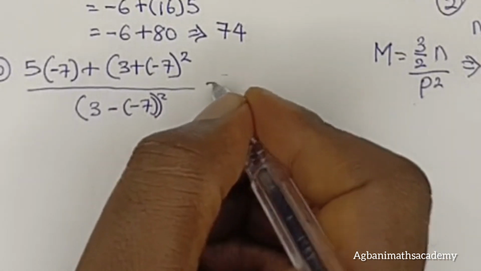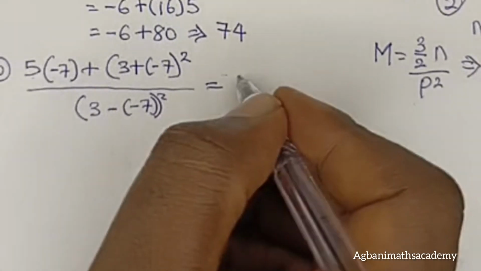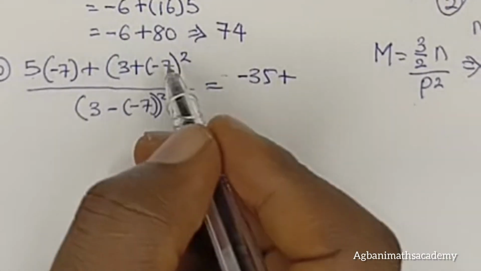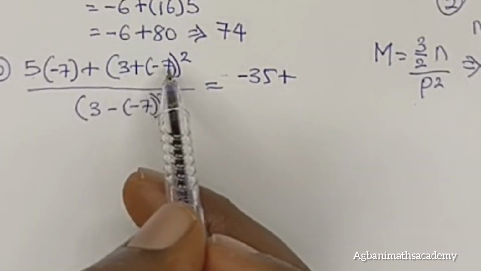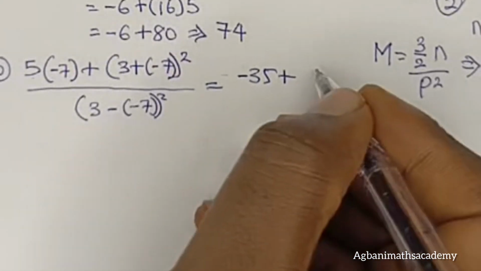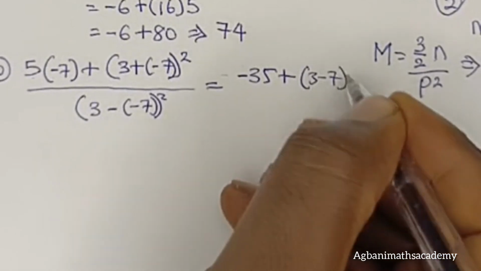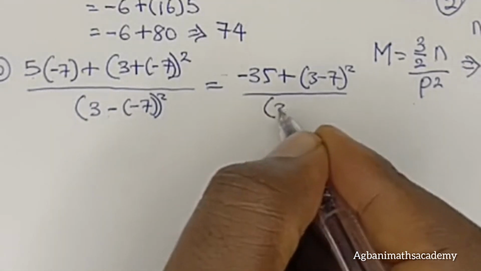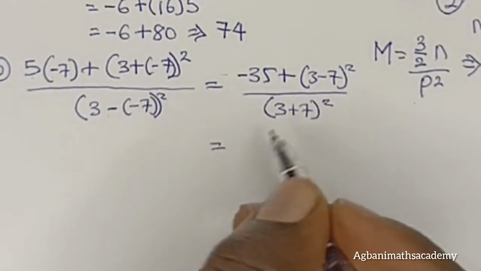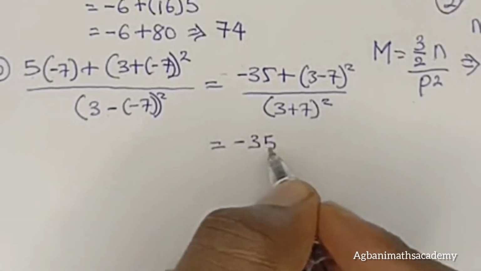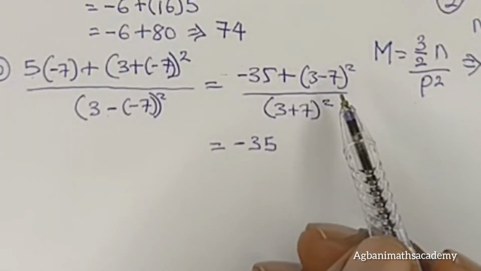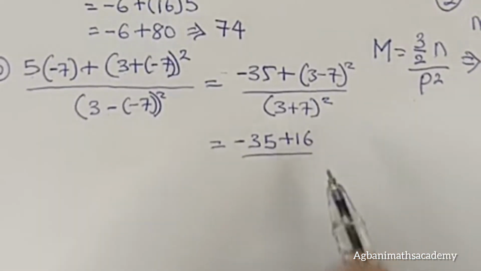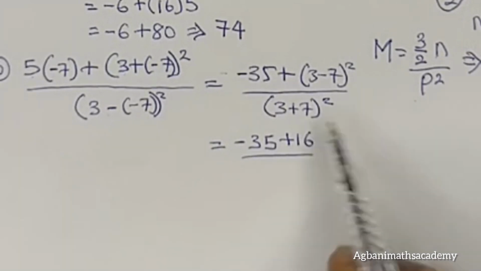So 5 multiplied by minus 7 will give us minus 35 plus 3 plus minus 7 will give us 3 minus 7. So we have 3 minus 7 square all over, minus will give us plus. So we have 3 plus 7 square. So we have minus 35. 3 minus 7 is equal to minus 4. Minus 4 square is equal to 16. So we have plus 16 all over 3 plus 7 is equal to 10. 10 square is equal to 100.